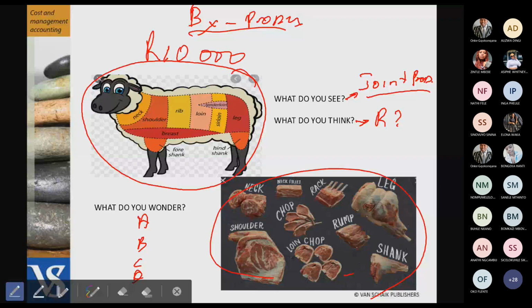Now the question will be, after we slaughter it, if you've got four chops here, as you can see in the picture, and also you've got the loin chops, another four pieces, and the rump. How much will be the cost for these chops, loin chops, rump, ranks, and everything else out of that 10,000 rands? How are you going to allocate the 10,000 rands according to your products? That's the question that we'll try to answer in this chapter. That is why we are doing this. So that is where we are as cost accountants.